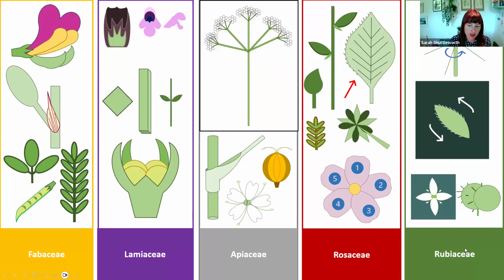And then finally, Rubiaceae, we've got the leaves in a whorl, which are a mixture of leaves and stipules, who knew? We've got bristles on the edges of leaves that are quite important. And the flowers are that lovely cross shape, 4 petals with the stamen in between. And then the fruits are those 2 little nutlets, basically a pair of nutlets.